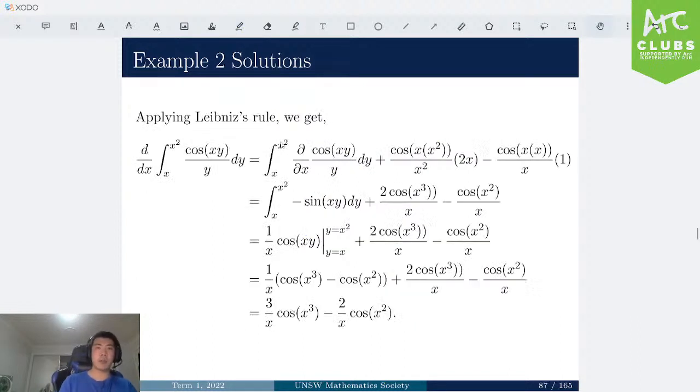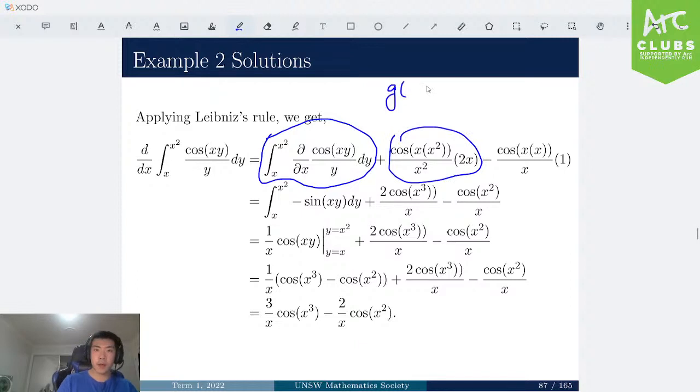So, a direct application of Leibniz's rule, we have this component being the differentiation under the integral sign component. Then we have this component being our function evaluated at phi 2 of x times the derivative of phi 2. And we just have this term here, which is our function evaluated at phi 1 of x times the derivative of phi 1 of x. Right? So in this case, we have g evaluated at x squared.